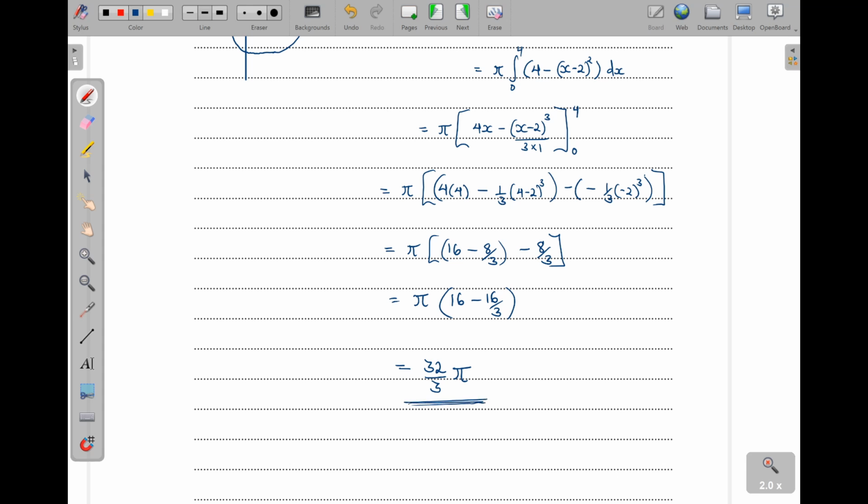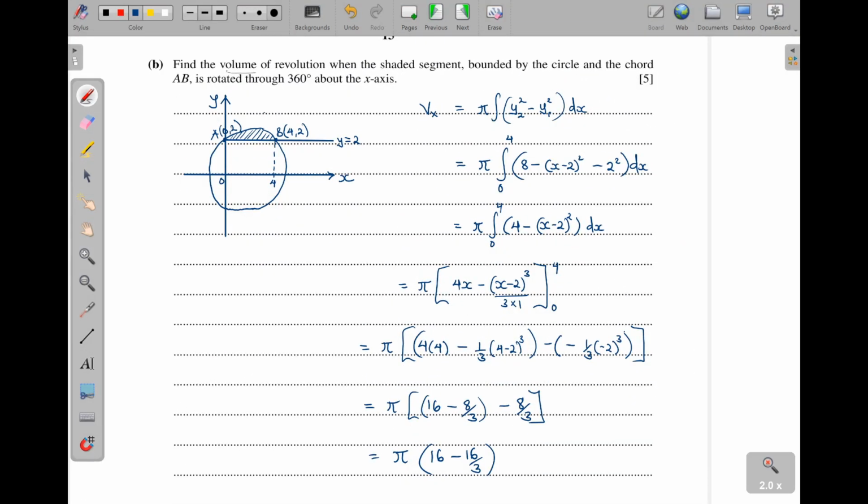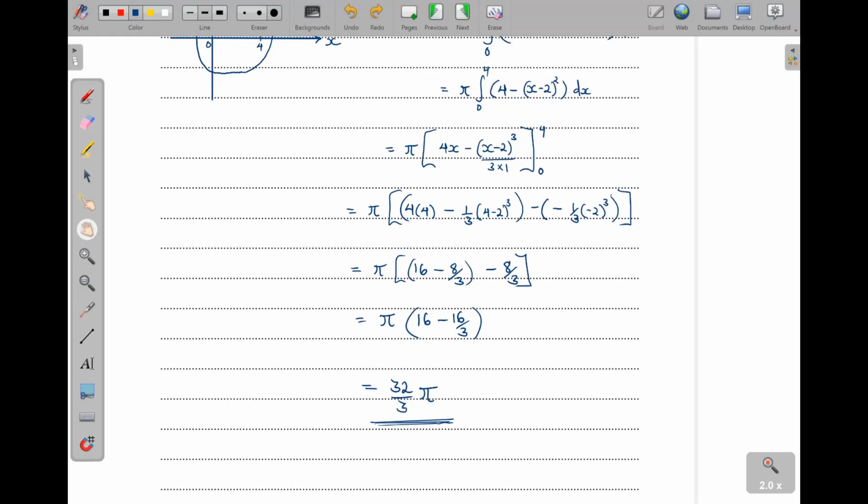Do they want it as exact or not? They said find the volume of, so they never said whether it is exact or not. So you can write this one like this, or to 3 significant figures, okay?